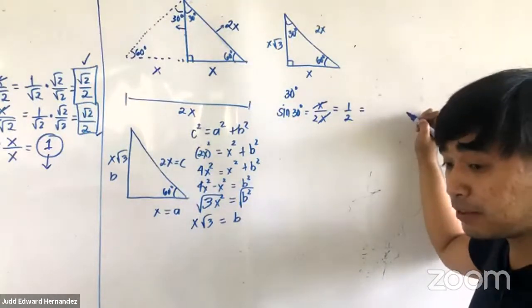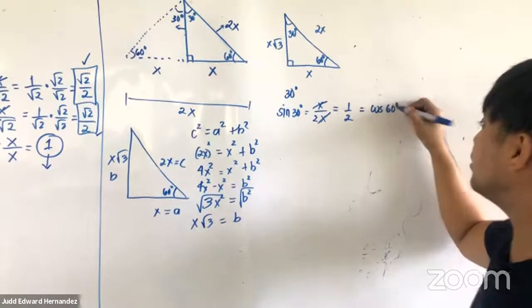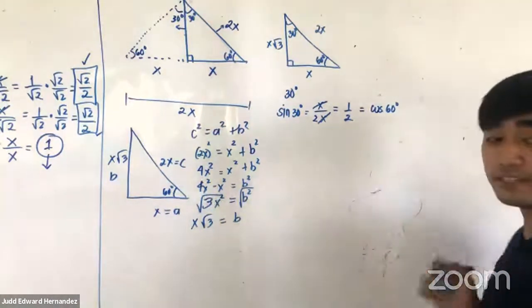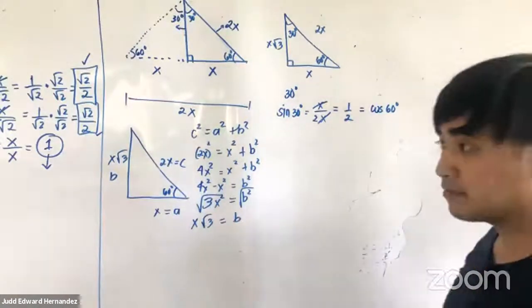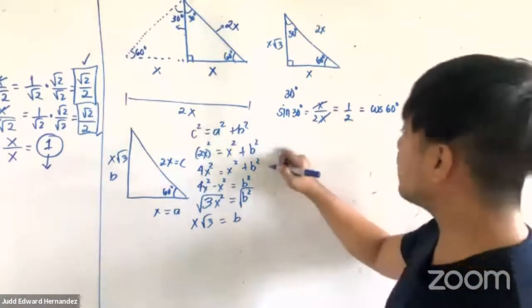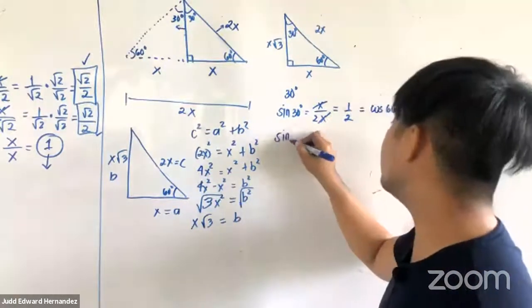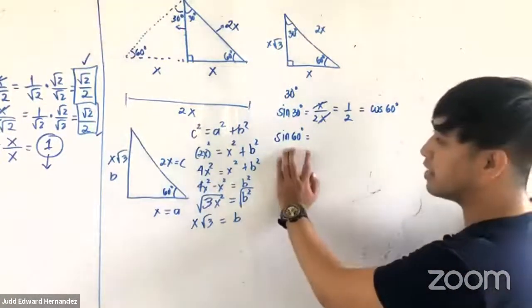What is the complement of sine 30 degrees? Cosine 60 degrees. Oh, hindi na natin isa-solve si cosine 60 degrees, ha? Kasi alam na natin that the answer is 1/2 po. Punta naman tayo ngayon kay sine 60 degrees. What is sine 60 degrees, guys?